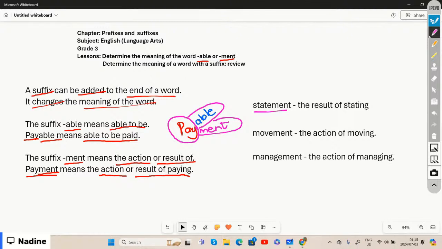All right, and statement means the result of stating. So the result of stating, that is statement, because remember we said that ment means the action of something or the result of something. So statement is either the action of stating or the result of stating.